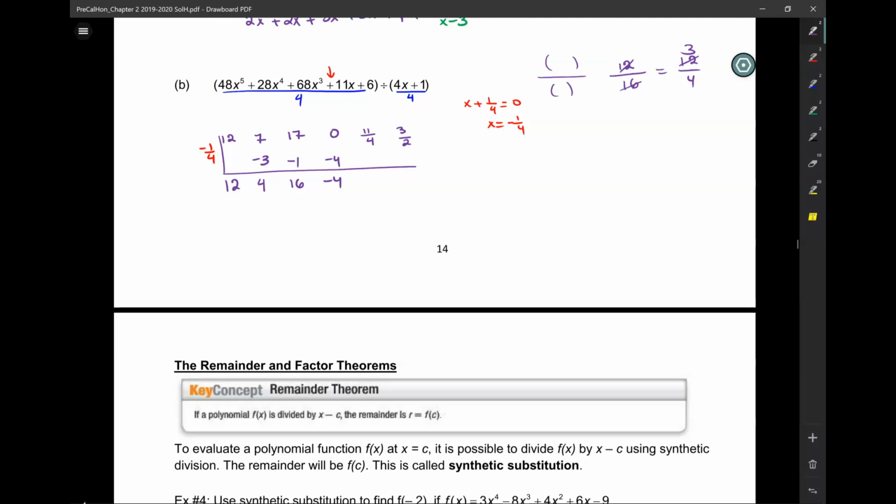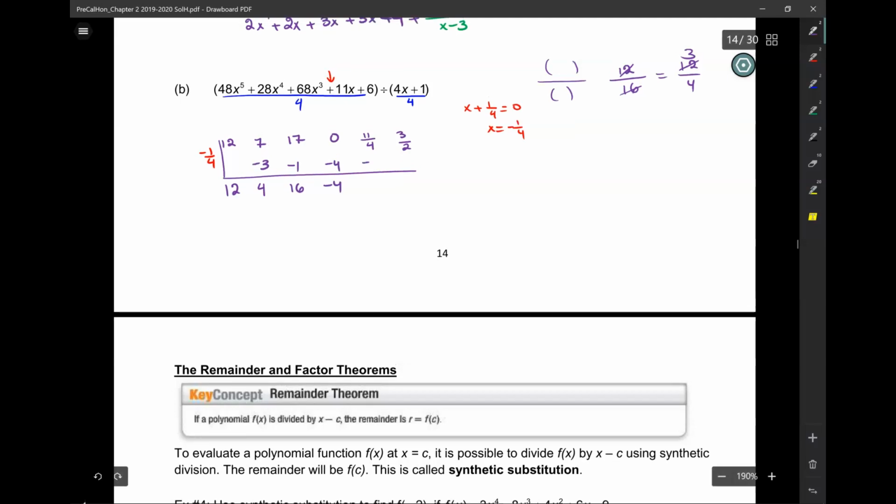Negative 4. And then here I get negative 1. Nope, positive 1. What's 11 over 4 plus 1 these days? 15 over 4. Times negative 1 over 4? Negative 15 over 16. And when you add them, you get 9 over 16.